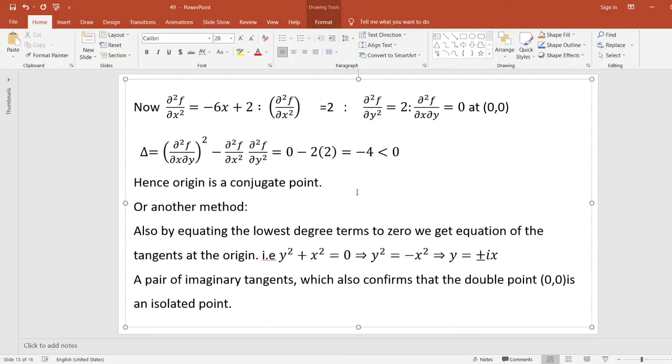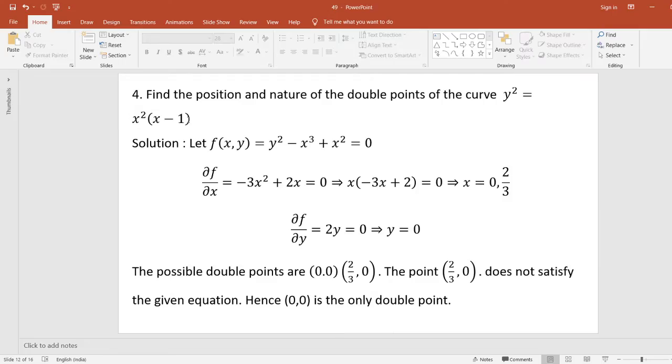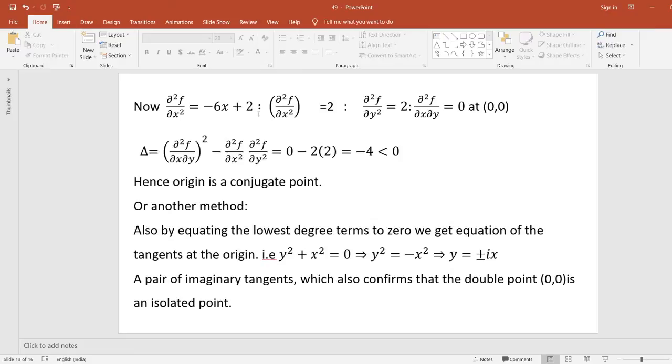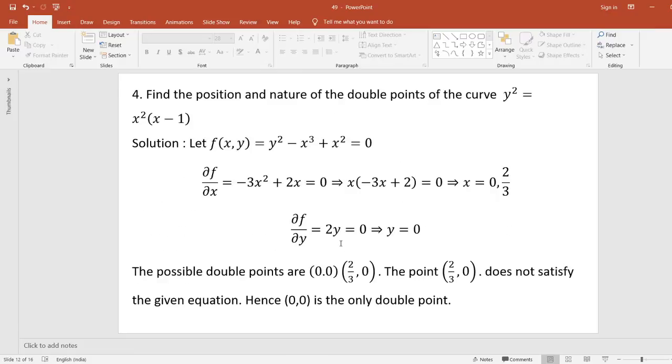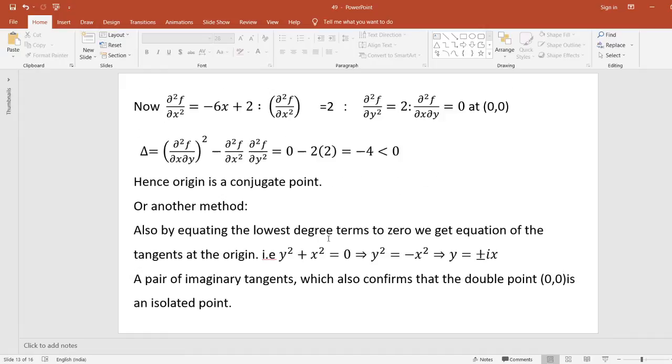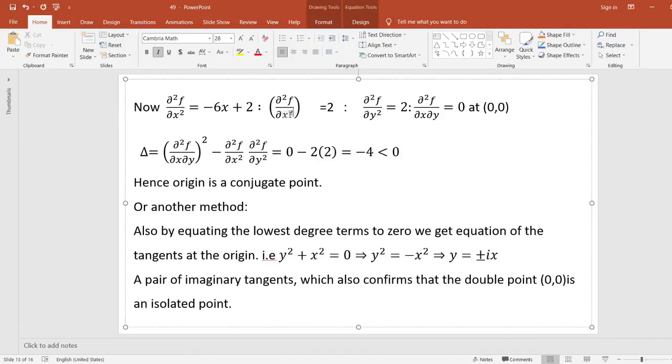Then find out the nature of the double point. I will do another method also. You can look at this. Look here, I find ∂²f/∂x². We already know ∂f/∂x as this one. Again, differentiate partially with respect to x. What we have: −6x + 2. ∂²f/∂y² is 2, constant 2, right? This is just y.